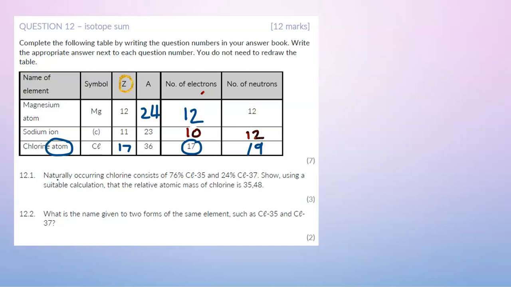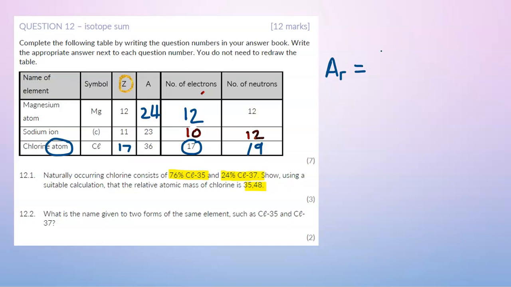Question 12.1 tells us naturally occurring chlorine consists of 76% chlorine 35 and 24% chlorine 37. Show, using a suitable calculation, that the relative atomic mass, so that's the bottom number in the periodic table, is 35.48. And for this we have a little formula. You're going to learn the formula and just use it the way we use all the other formulas. This formula won't be given to you though. So your relative atomic mass we write as AR.